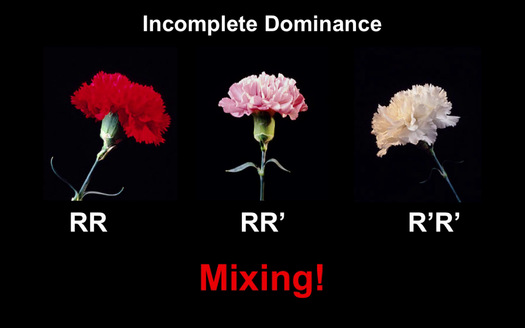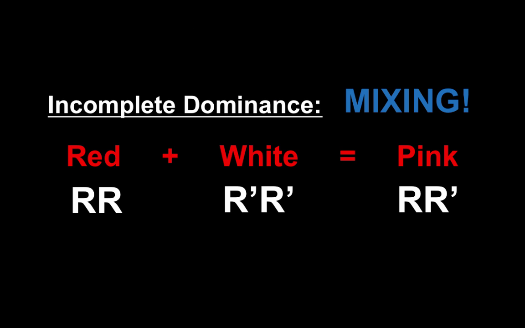So if you see those primes, it's mixing. It's incomplete dominance. I like to think about the apostrophes as dotting the I in incomplete. So again, incomplete, mixing. Red plus white equals pink. And I use a different way of writing the genotypes.